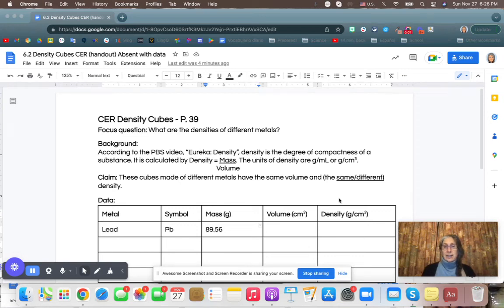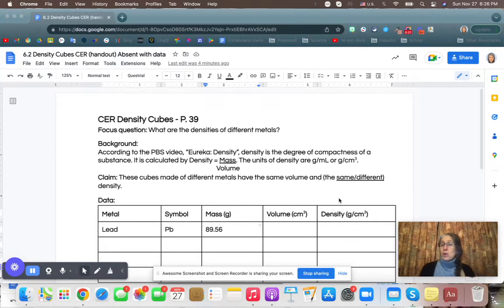So in this activity, sorry you were missing it, but hopefully this will help you understand what we did. In the CER density cubes, the focus question is: what are the densities of different metals? We have a bunch of these little metal cubes called density cubes. They're all made of different metals.